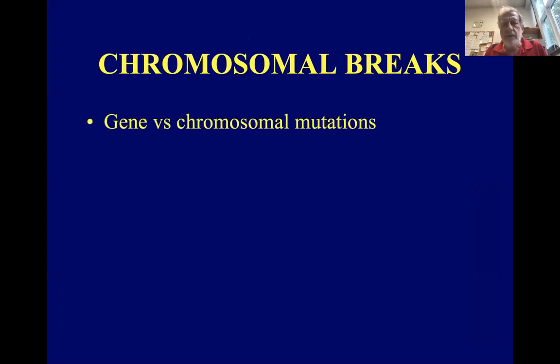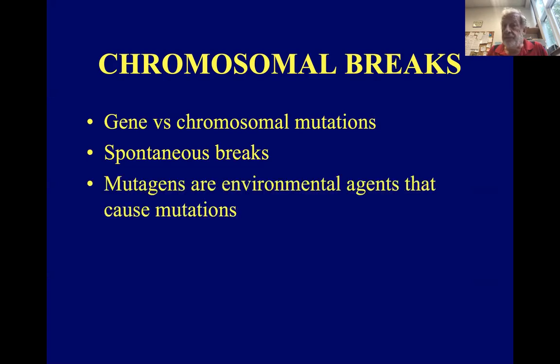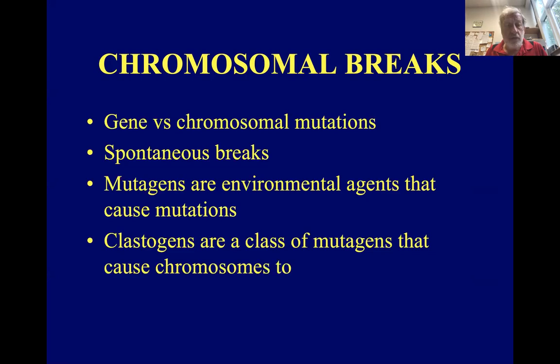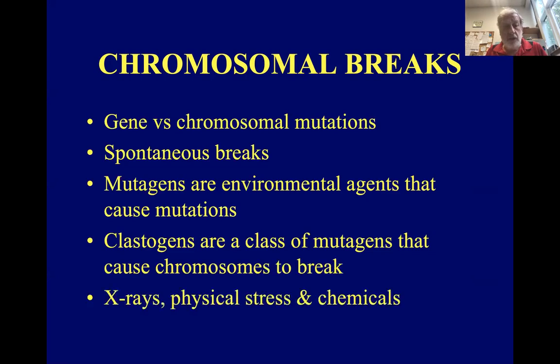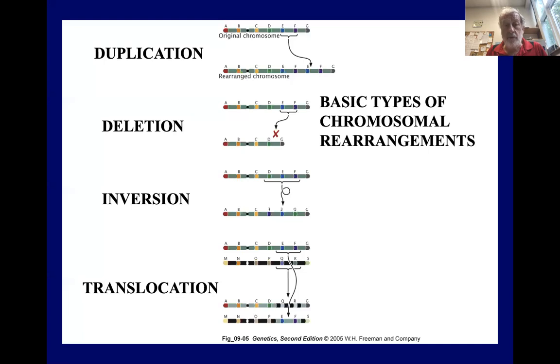Now, mutations are any change in the DNA molecule. Gene mutations are small ones that involve individual base pairs or small amounts of nucleotides. But in this unit we're going to talk about chromosomal mutations, that is breaks of the chromosomes or changes in the numbers of chromosomes. These breaks can be spontaneous. Any environmental agent that causes a mutation is called a mutagen. And a class of mutagens that break chromosomes are clastogens. These include things like X-rays, physical and chemical stress to the cells and the chromosomes.